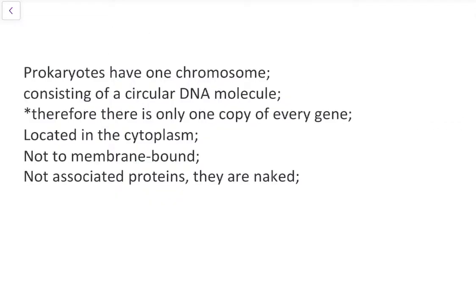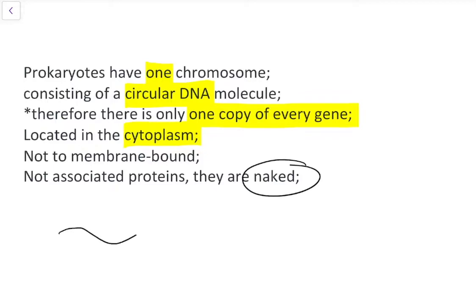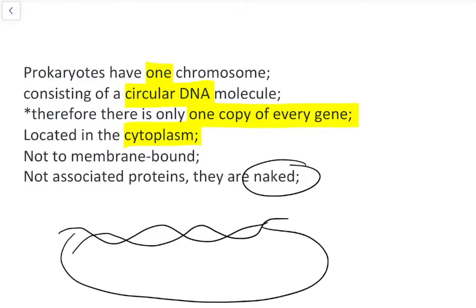So here's our summary. Prokaryotes, bacteria, have one chromosome, only ever one chromosome, and it's circular DNA, and therefore if they've only got one chromosome they can only have one copy of every gene. It's located in the cytoplasm, we could say the nucleoid, and if we zoom into it, it's naked. So the DNA double helix, which is going round in a circle, it goes all the way around in a circle, it's not associated with histone proteins.